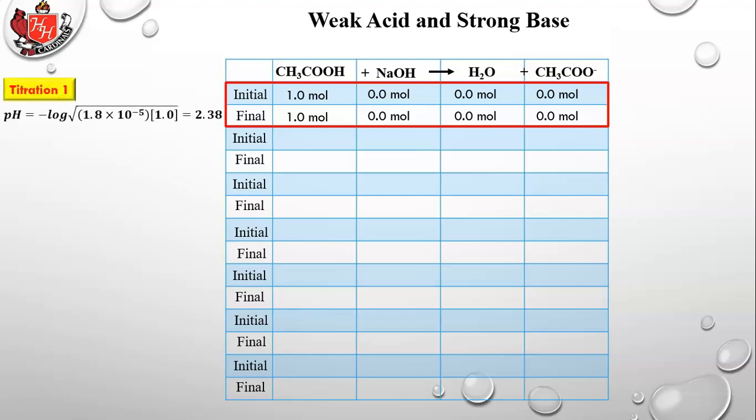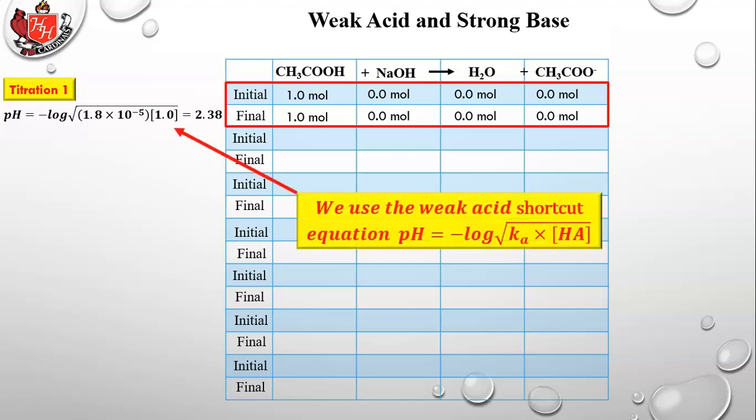You start like that. So what's the initial pH? Well, you only have a concentration of a weak acid, so you use the weak acid equation. It's the negative log of the square root of the Ka for acetic acid, which is 1.8 times 10 to the negative 5th, times the concentration. You can look that number up in your book or online. The concentration, where it says final for acetic acid there, is 1 molar. You take the square root, then negative log, and you get 2.38. So your initial pH of the solution is 2.38. We use the weak acid shortcut equation, and there you see it right there.